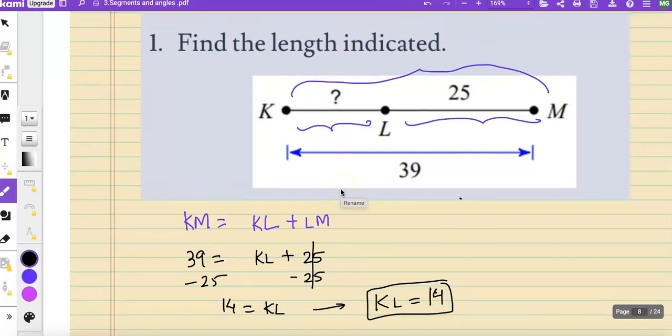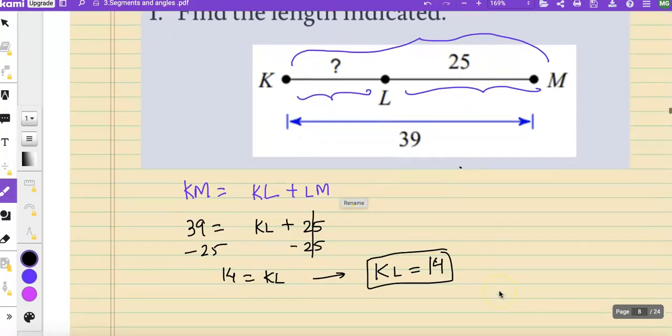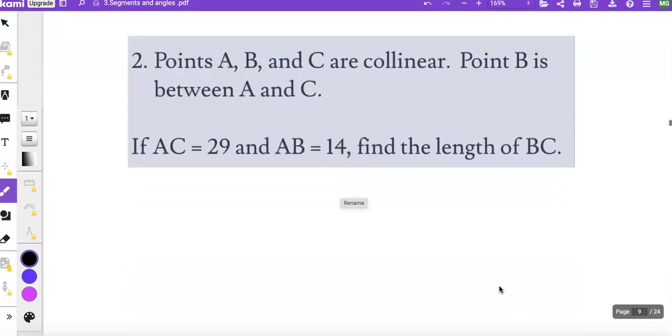An important thing is, sometimes I also make mistakes when I'm doing these problems. When you find any mistakes, please make sure you let me know: Mr. Gupta, you made a mistake over here. Okay, so let's go to one more problem.